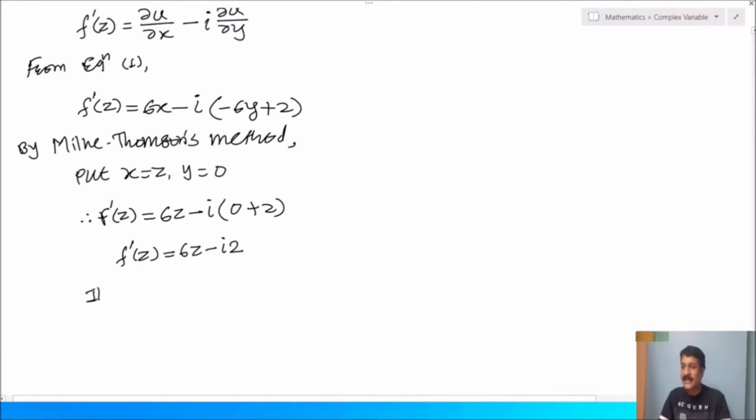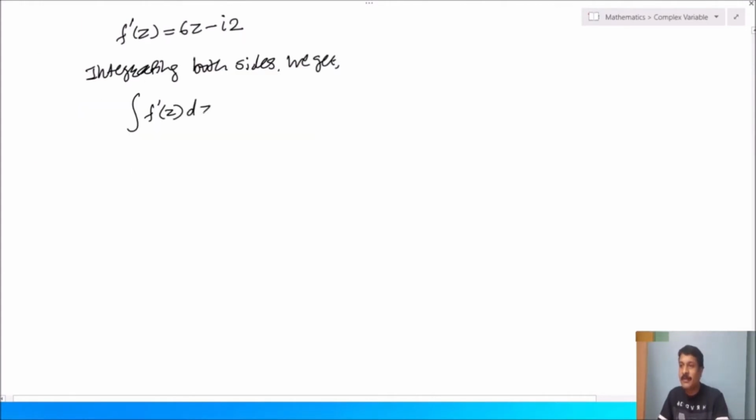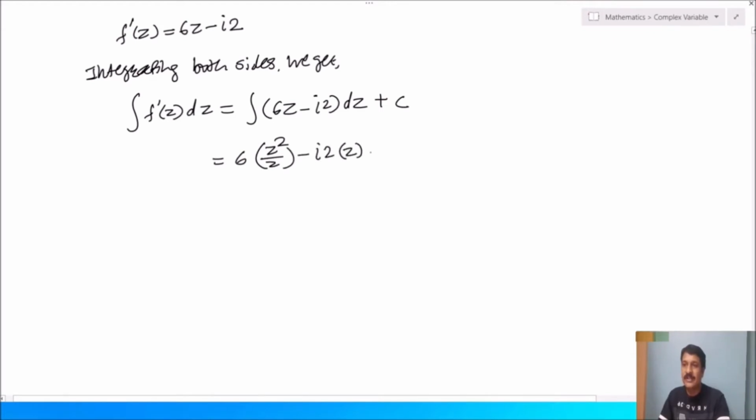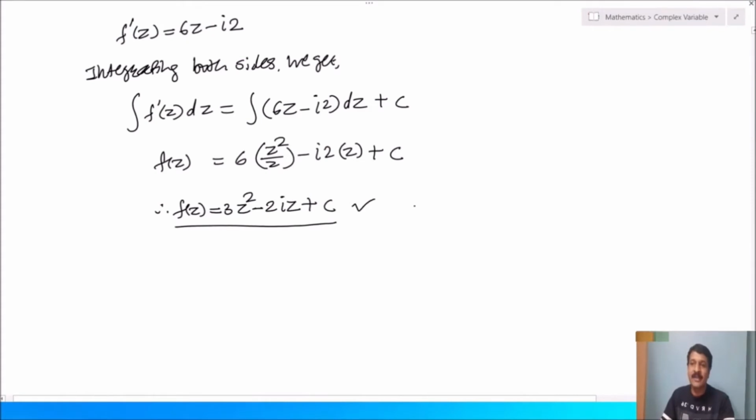2. So integrating both sides, we get integration of f dash of z dz equal to integration of (6z minus 2i) dz plus c, integration constant. So what is the integration? 6 z square by 2 minus 2i, constant, into z plus c. So it is your f of z. Simplifying it, I am getting here f of z equal to 3z square minus 2iz plus c. So this is your f of z in terms of z.